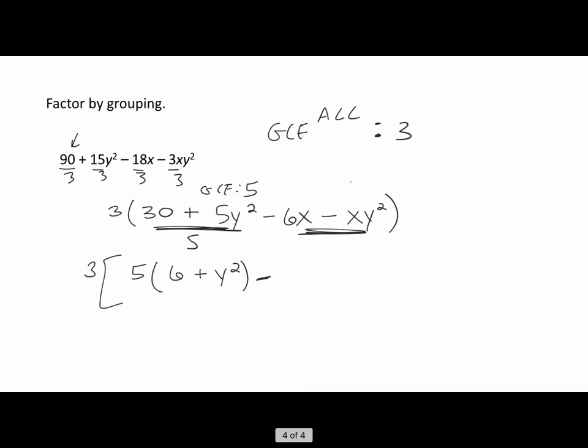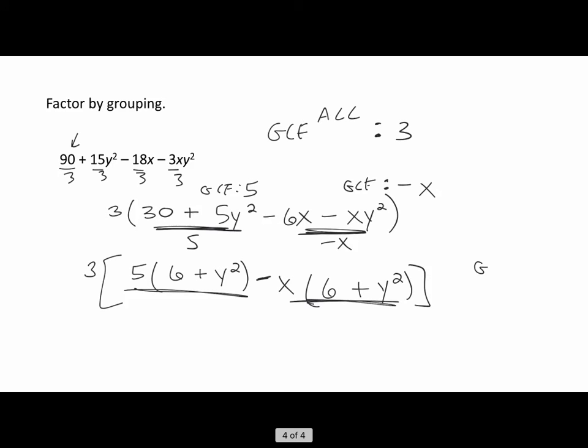A minus sign tells me that the GCF of the second group will be negative. And they share an x. So minus x is the greatest common factor. That's what I'm going to divide from those terms to see what remains. For the first term, that'll be a positive 6. For the second term, that'll be a positive y squared.